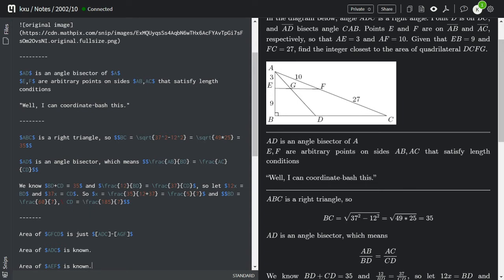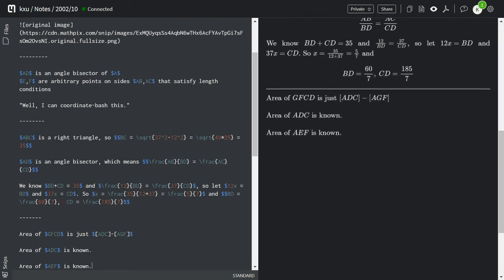So we can try to find the area of AEG, but we run into a pretty big problem: it doesn't seem to work as well because we don't know the lengths. EG, AG, FG, we don't know any of these. We don't even know EF, for example. Actually, we can calculate EF. Oh, that is interesting. So we can calculate EF.